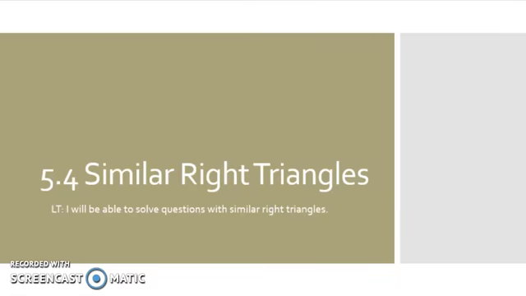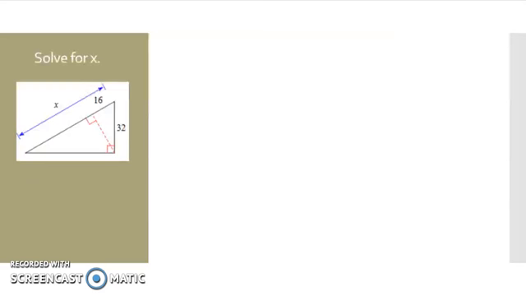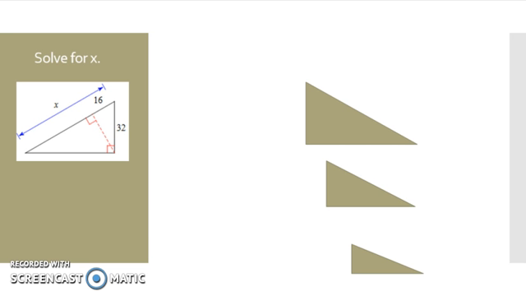Alright, for similar right triangles, we're going to have to redraw these right triangles. So in this picture, you should see three right triangles there. So we're going to draw them: one big, one medium, one small. We always put them in the exact same orientation, or these are going to get confusing.